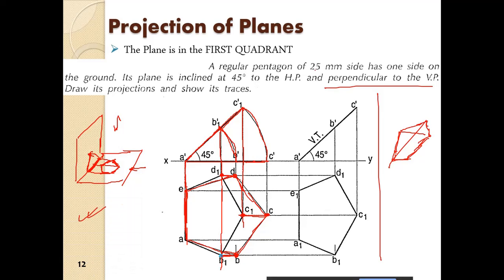So we have B1, C1 and D1. So that is what will happen when the pentagon is lifted up. The point of the pentagon is lifted up to 45 degree. Right. So when you now see from the top, you will see this projection on the horizontal plane. So this is the projection on the horizontal plane.